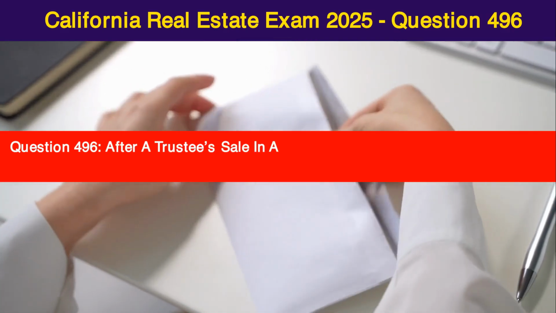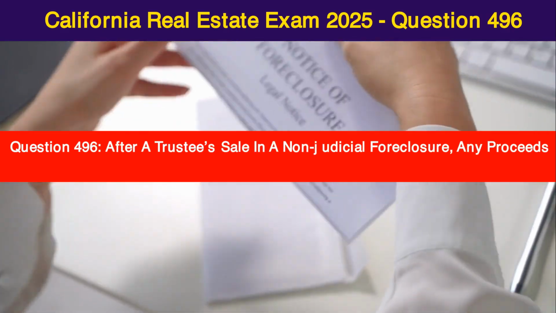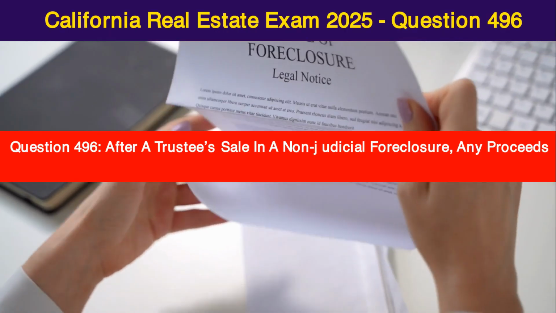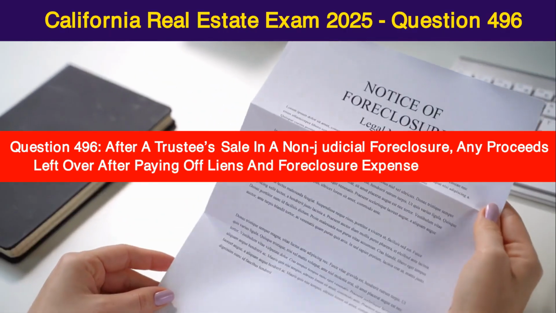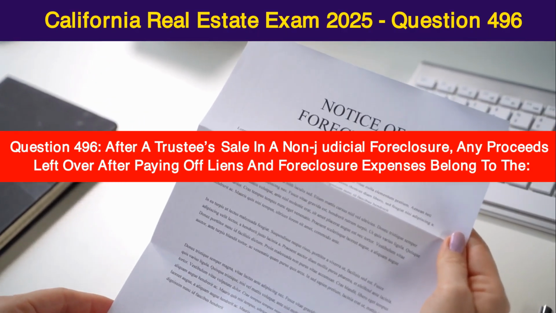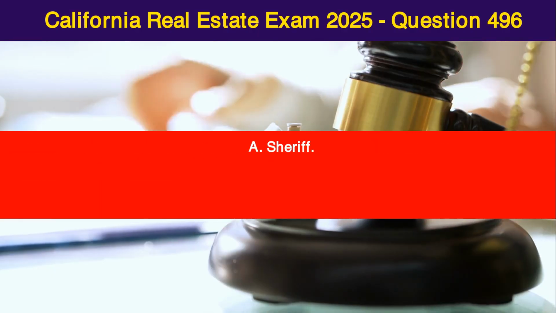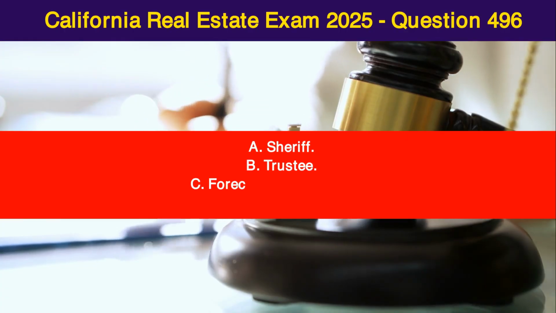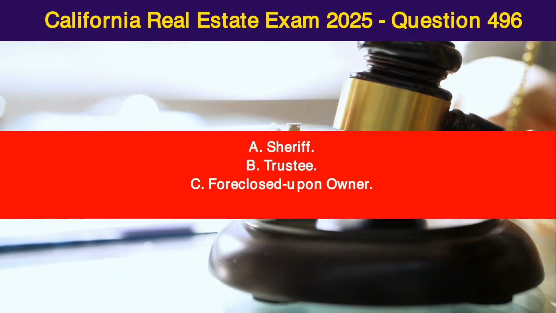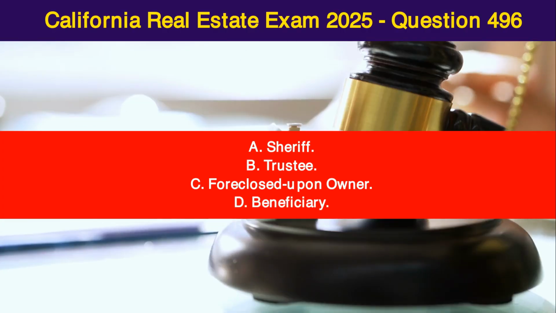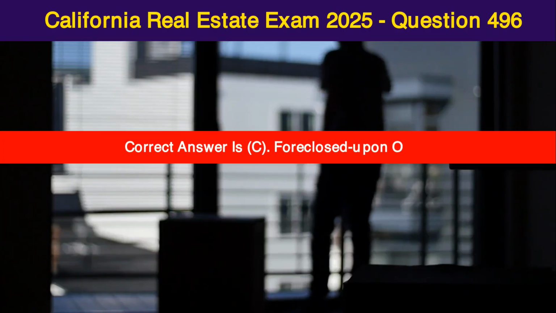Question 496. After a trustee's sale in a non-judicial foreclosure, any proceeds left over after paying off liens and foreclosure expenses belong to the A. Sheriff, B. Trustee, C. Foreclosed upon owner, D. Beneficiary. Correct answer is C.